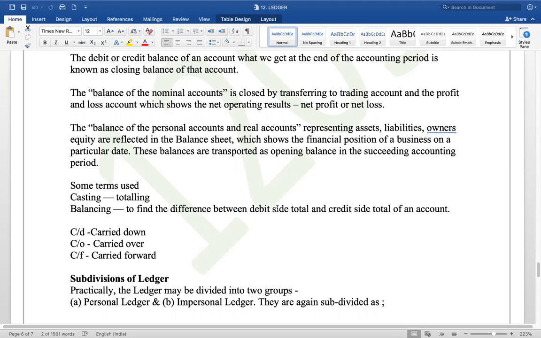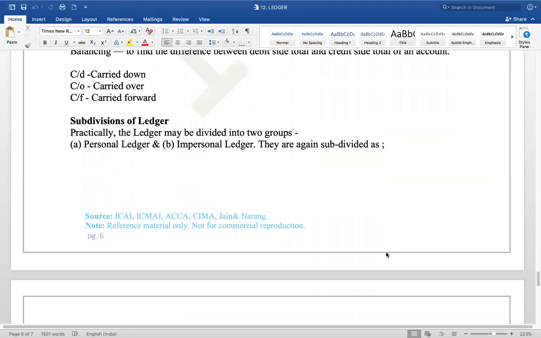So balancing act. Now, balancing is to fill the gap between both debit and credit side. Carried down is the short form of C/D. Short form of carried over is C/O. Carried forward, C/F.